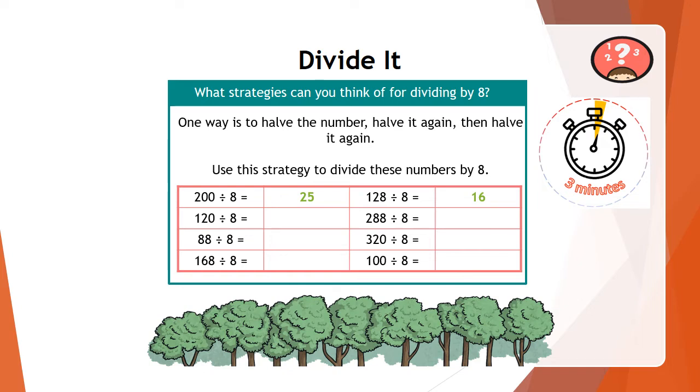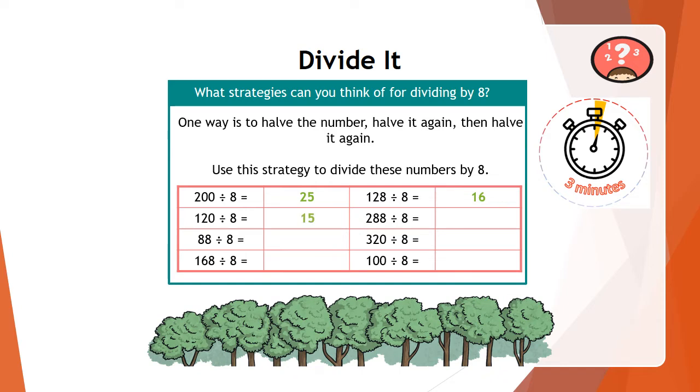128 divided by 8. Half of 128, well, half the 12. If you break that number up, half of the 1 and 2 makes 12. So half of 12 is 6, and half of 8 is 4, so 64. Then half of 64, half of 6 is 3, half of 4 is 2, makes 32. And then half of 32 is 16. So always look for the patterns in the numbers so you can break it down a lot easier.